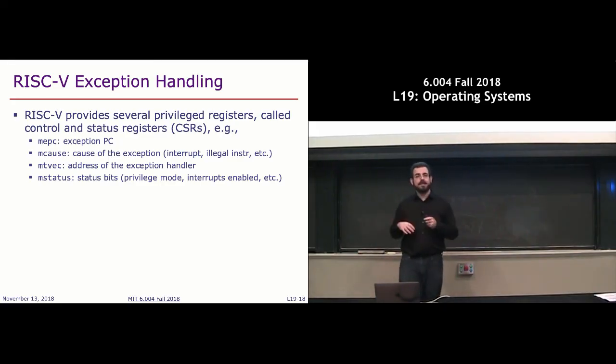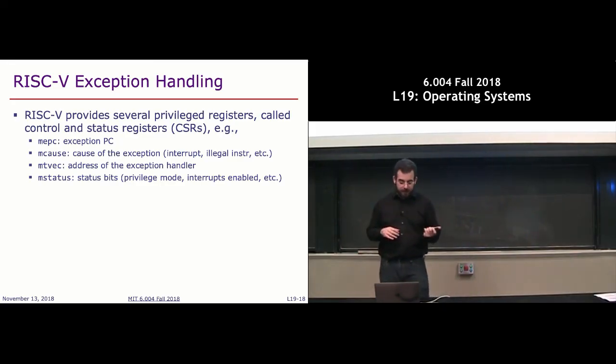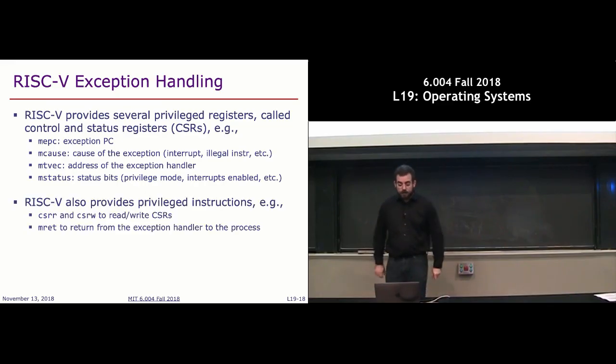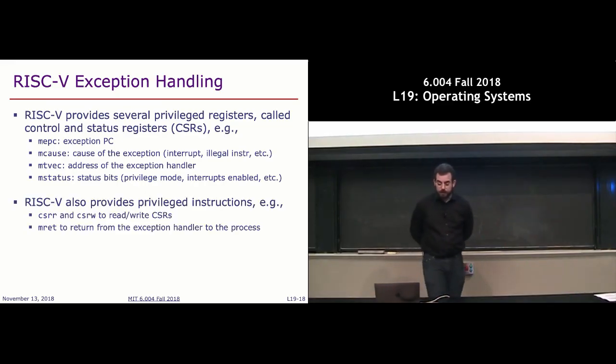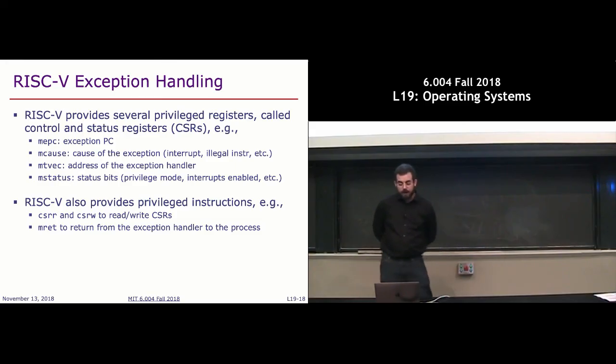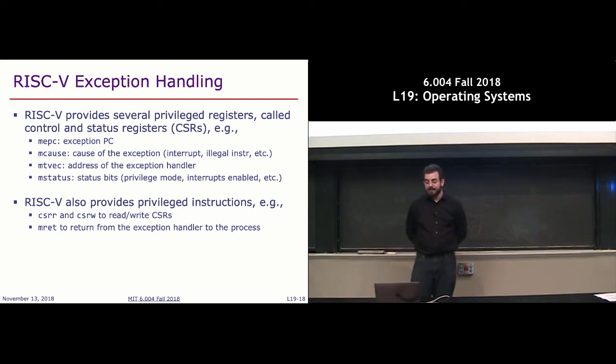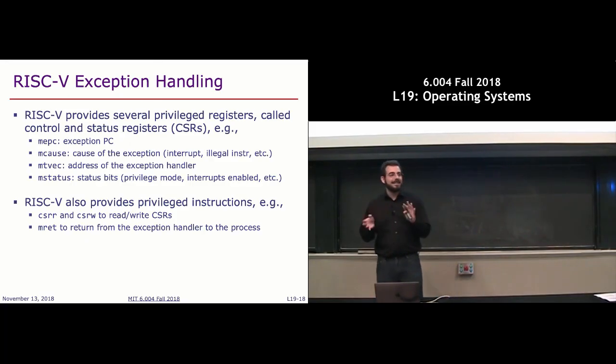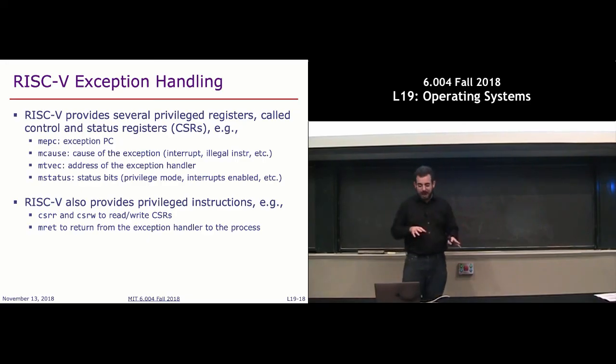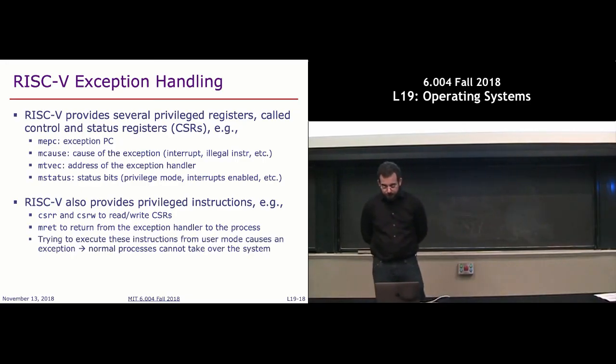And then mstatus has a bunch of status bits telling you things like what privilege mode you are in. Are you in user mode or in supervisor mode? Are interrupts enabled or not? And so on. Then there are privileged instructions, CSR-R and CSR-W, to read and write these CSRs. And then we'll see another instruction called mret that needs to do something fairly special. It needs to return from the exception handler to the process, and that is a fairly delicate dance of atomically updating different pieces of state.